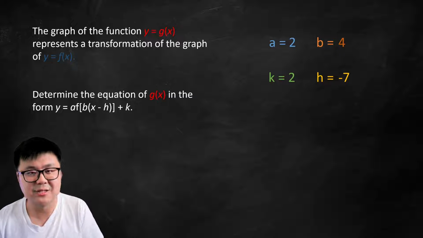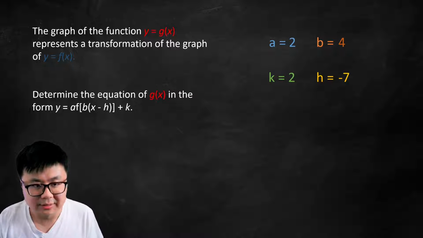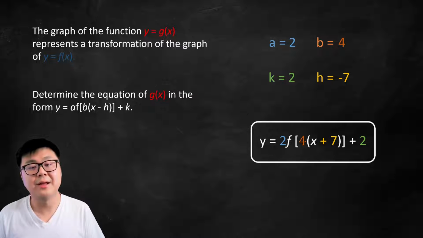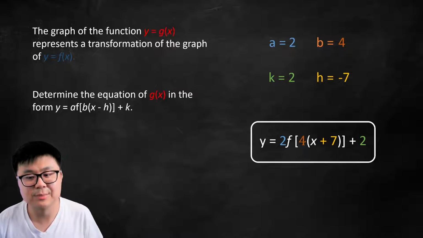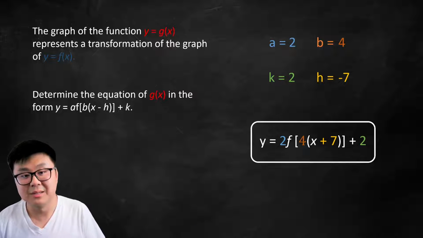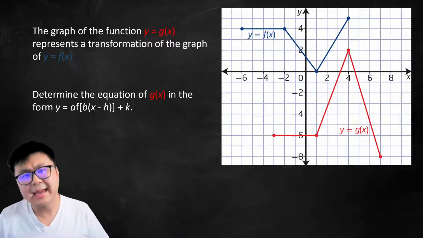We're going to slot these letters into our y equals f of x to get a final answer of y equals 2f(4(x + 7)) + 2. Okay, let's try a different question here.